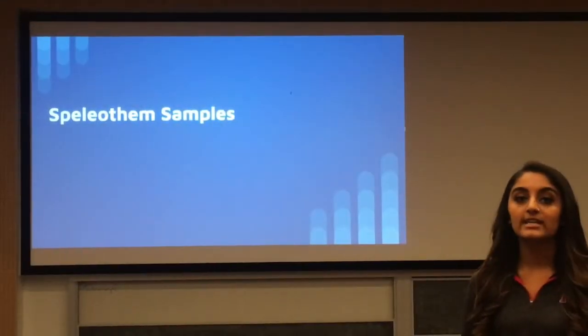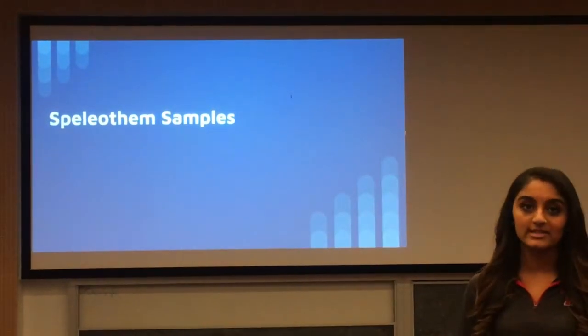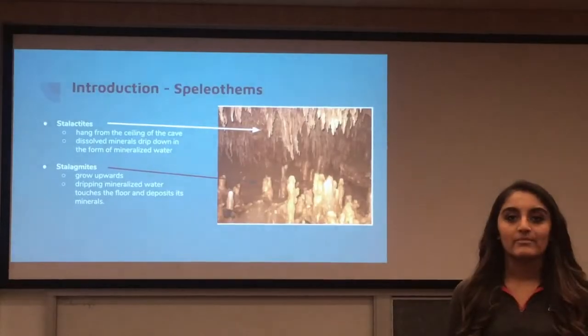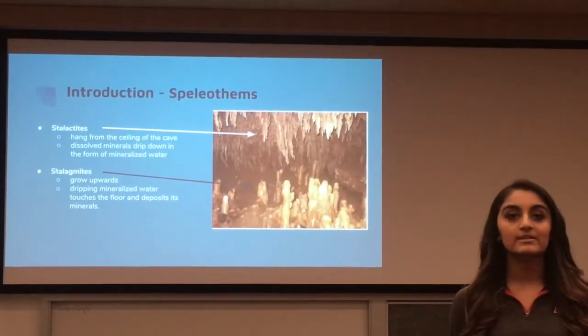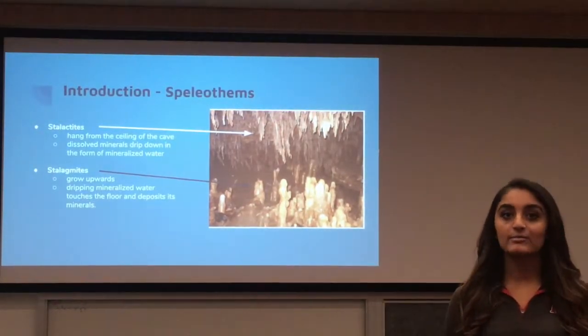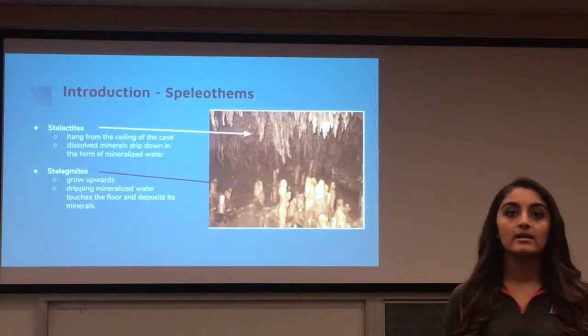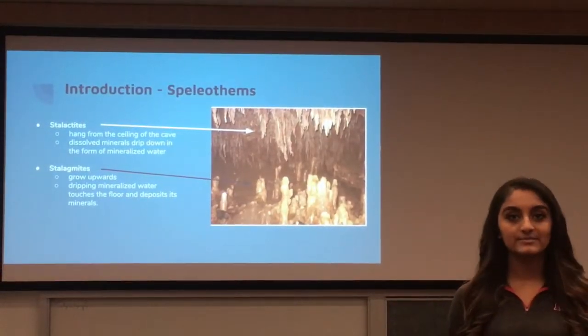So now that we've looked at indicators of current climate conditions, we can look at indicators of past climate conditions, speleothem samples. There are two types of speleothems. The first one is stalactites. Stalactites are typically found on the ceiling of the cave, and they have a very pointy end. And stalagmites are found on the bottom of the cave, and you can tell that they have a very rounded top, which means the precipitate has fallen from the ceiling.